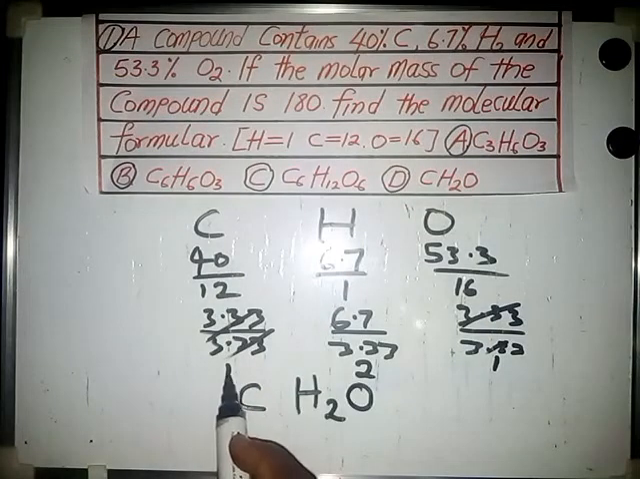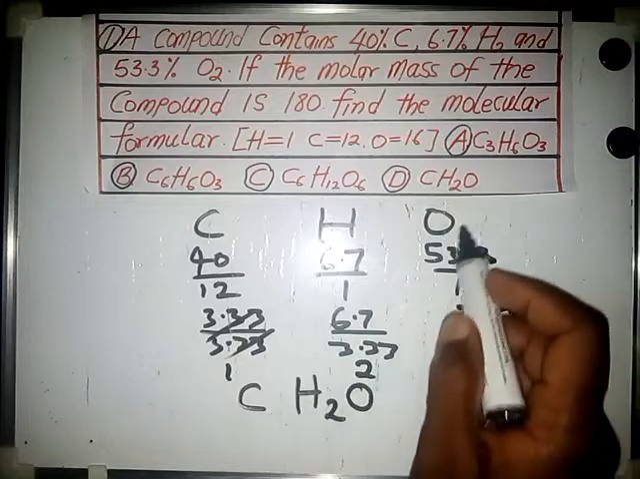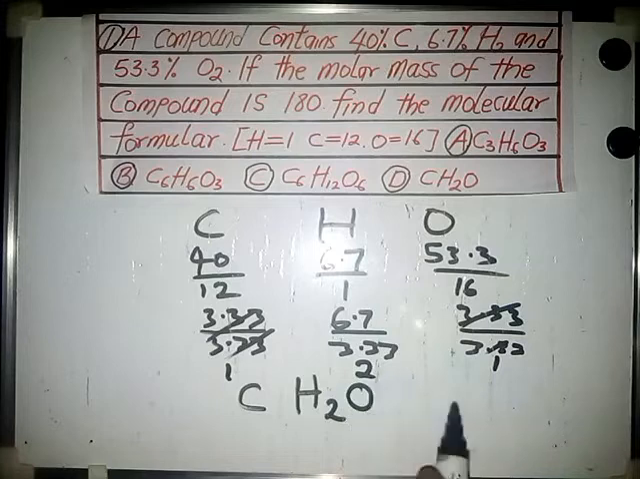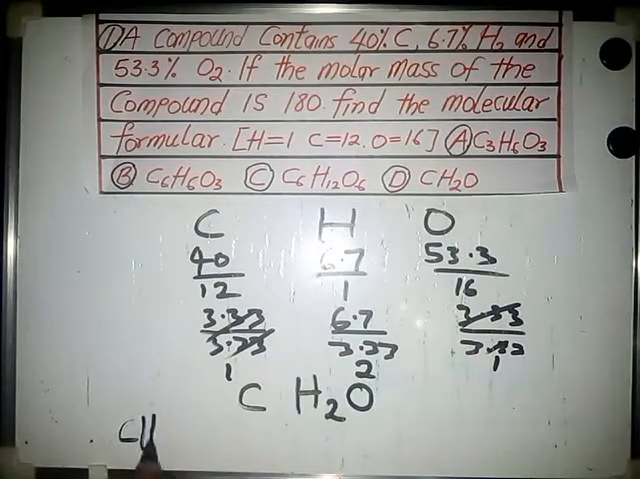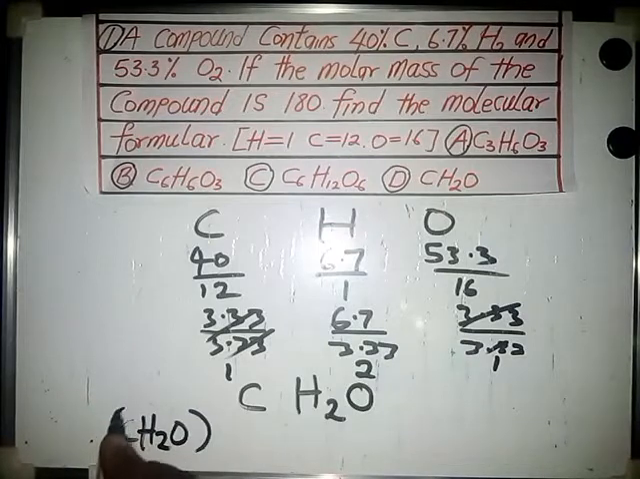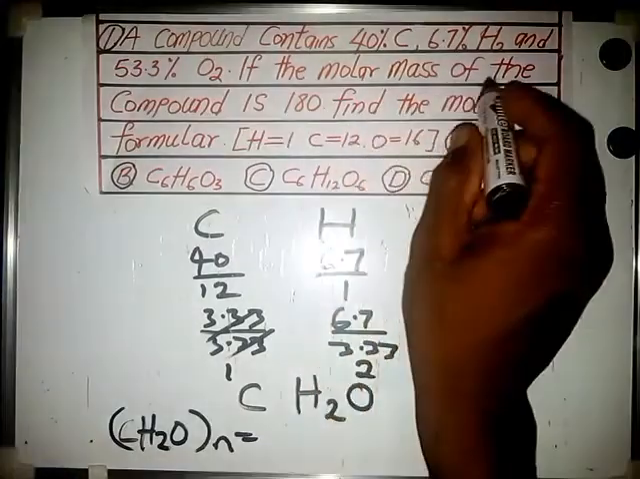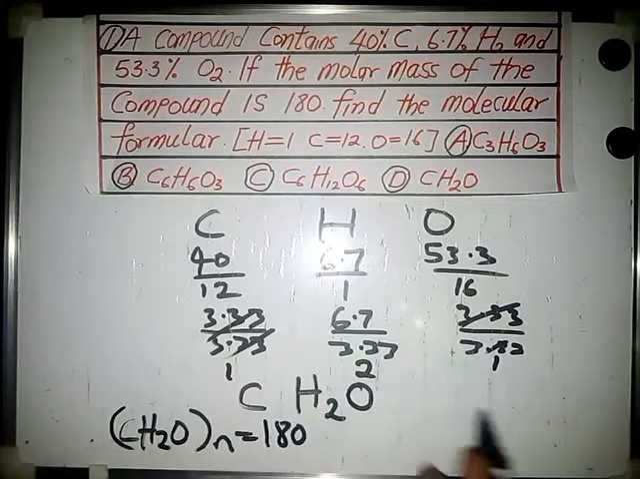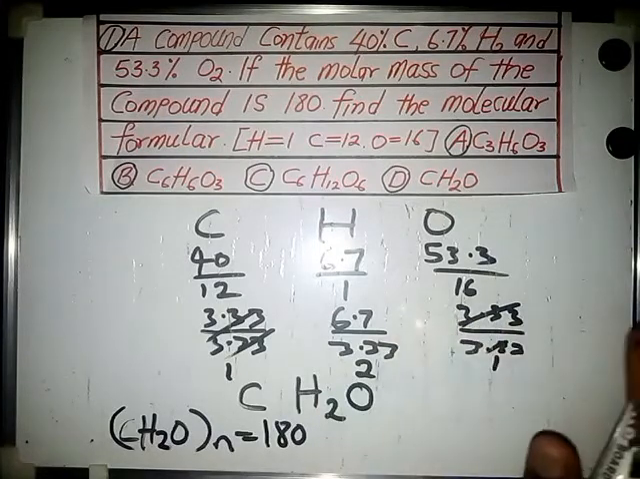So remember, for C we don't have to put 1, and for O we don't have to put 1. We just say CH2O. So in order to get the molecular formula, you use this format: CH2O, n, equals the molar mass, which is 180. I just want to maximize the space.